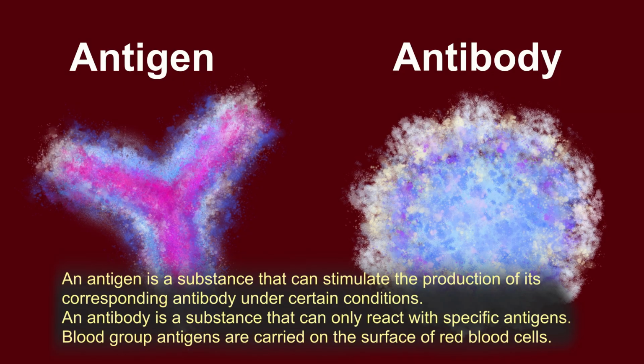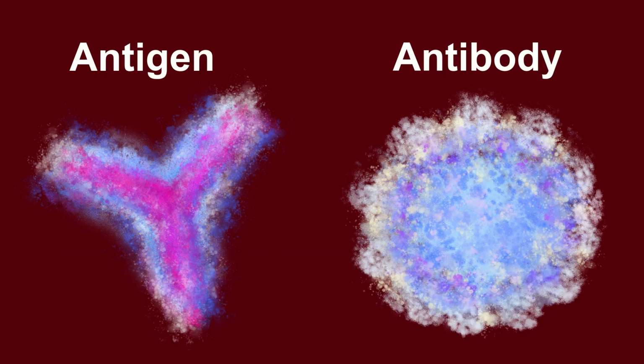An antigen is a substance that can stimulate the production of its corresponding antibody under certain conditions. An antibody is a substance that can only react with specific antigens. Blood group antigens are carried on the surface of red blood cells.